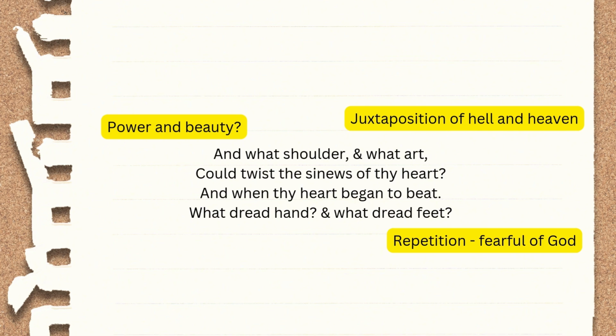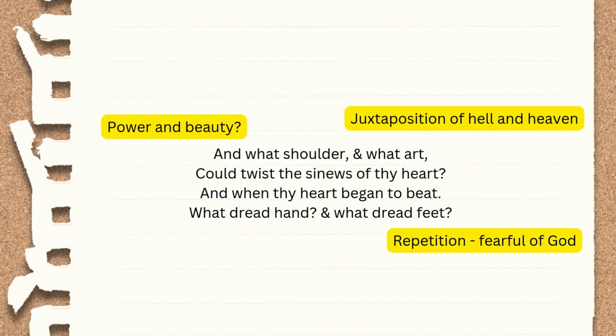Then we've got, and what shoulder and what art could twist the sinews of thy heart? So I think the shoulder here perhaps represents the strength. So how could God be strong enough? And then the art is like, well, almost like God's creativity. So what kind of God has both the strength, but also the creativity to create something as beautiful and fearsome as the tiger? And twist is this quite powerful verb. If you imagine twisting metal, that takes immense strength. So what kind of God could twist the sinews of the heart of the tiger?